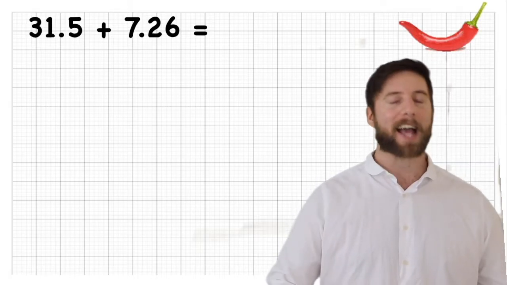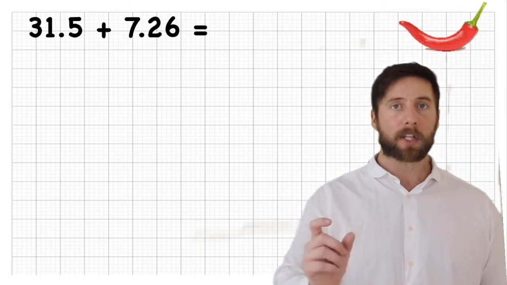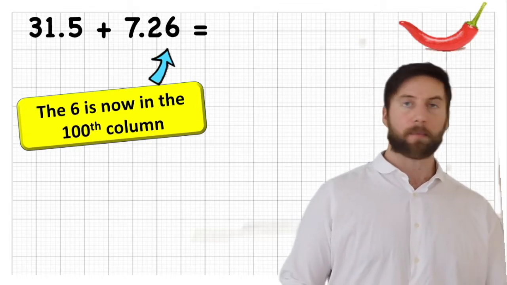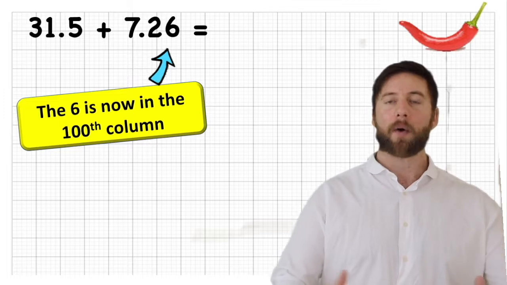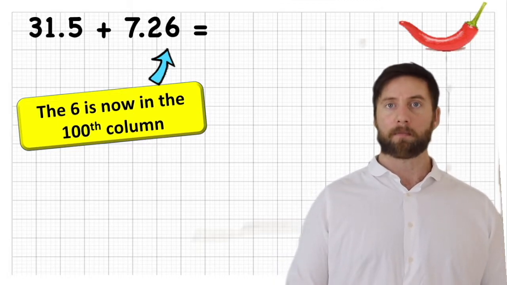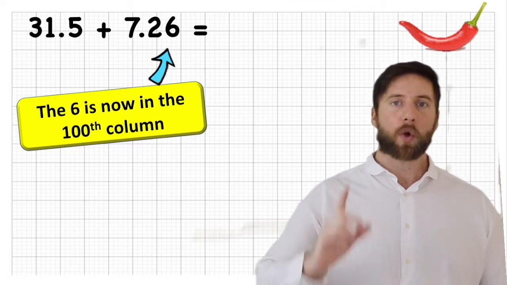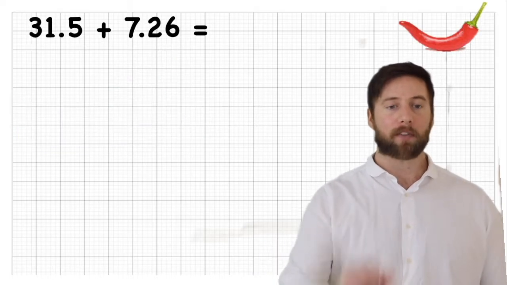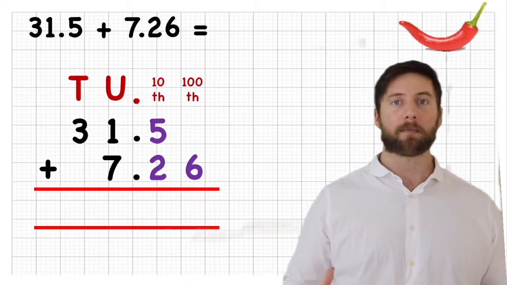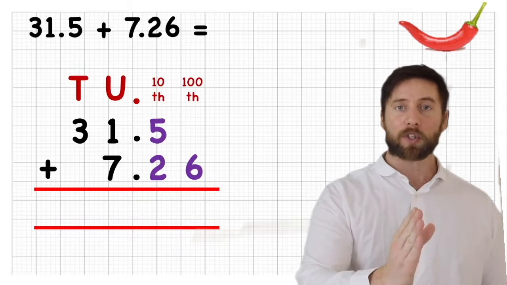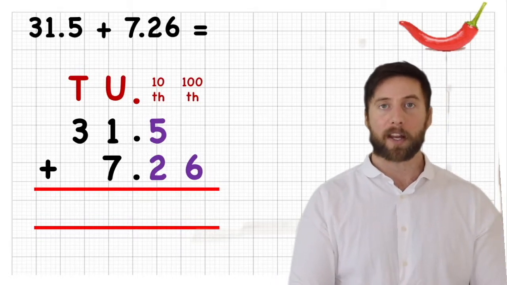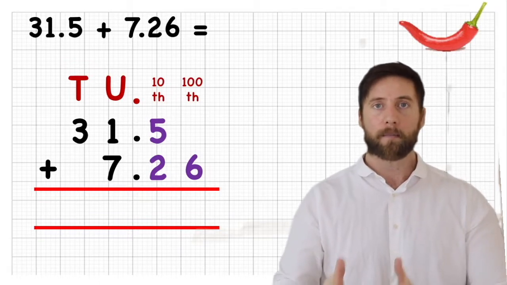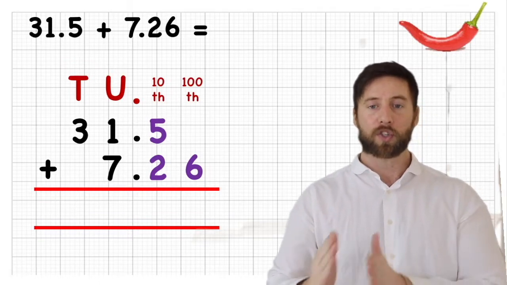So sometimes we can get questions where the amount of numbers after the decimal are different. Take for example, 31.5 add 7.26. We now have a number in the hundredths column. I've got a 6, okay? So here is where that top tip of lining up our decimals really comes into its own. If I put my decimals in line with one another, then everything else falls in around it. I have 31.5 plus 7.26.